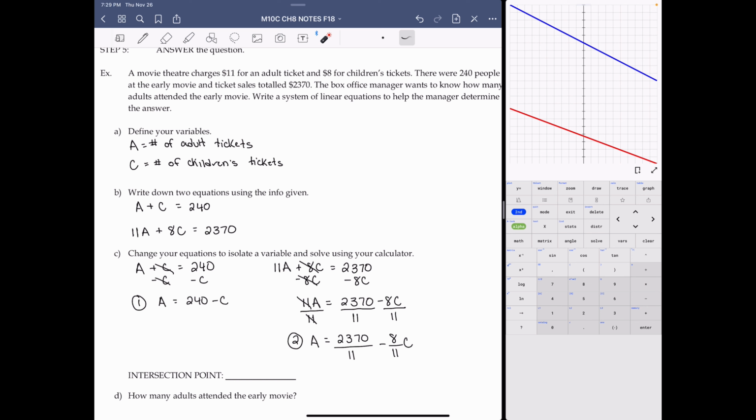So if I go to my window, left and right is the x. Okay, so x min, well, we're talking about number of tickets sold or number of people at a movie. That can't be a negative. So I'm going to change that to 0. My x max, A plus C adds to 240. So I could try maybe 200.